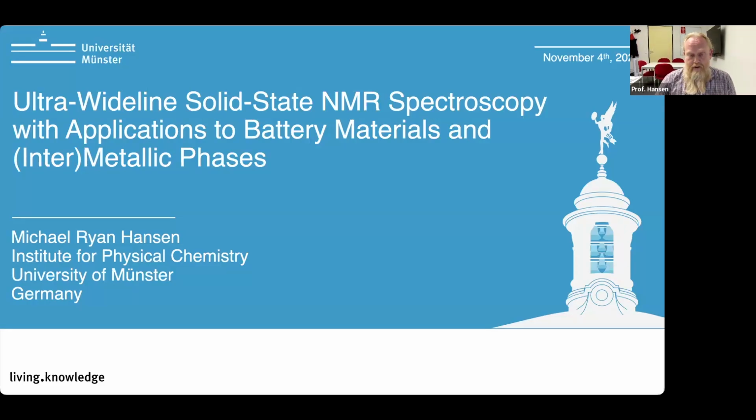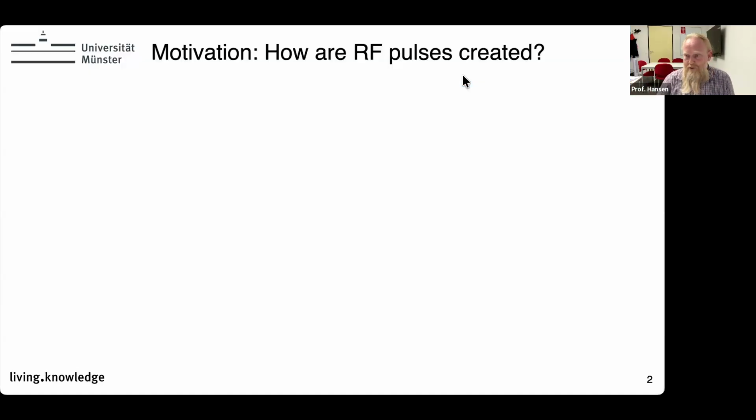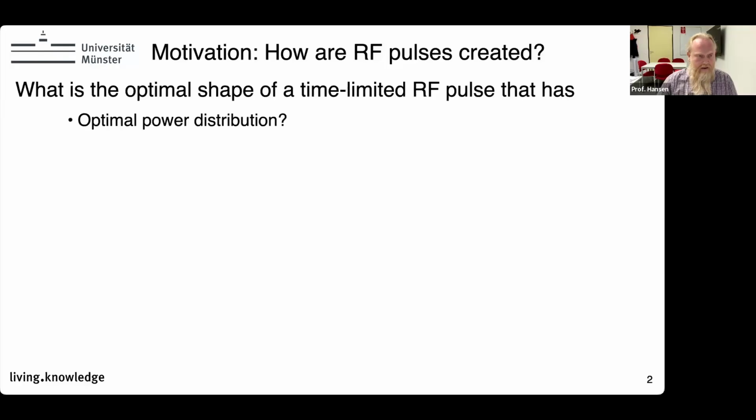So if you think about an NMR pulse, of course you need to know how it's created. This is what the NMR console does. But you can also think in terms of what is the optimal shape of a pulse. We normally think in terms of a square pulse. That's one option. I'll also show this a bit later. You can also think about other possibilities.